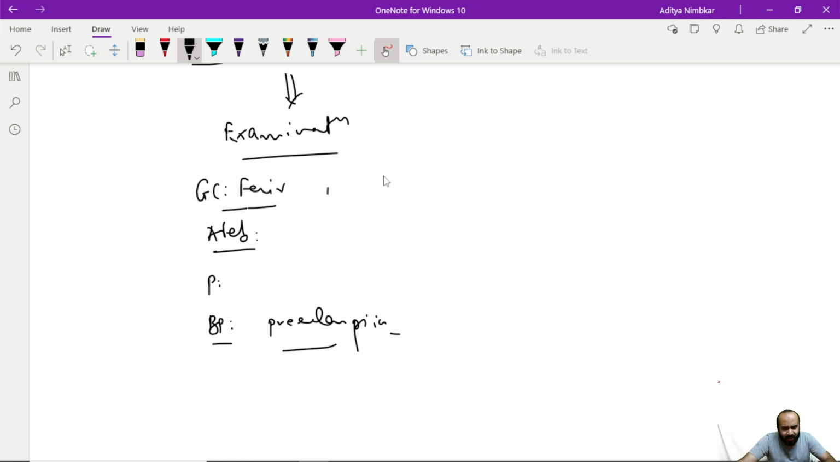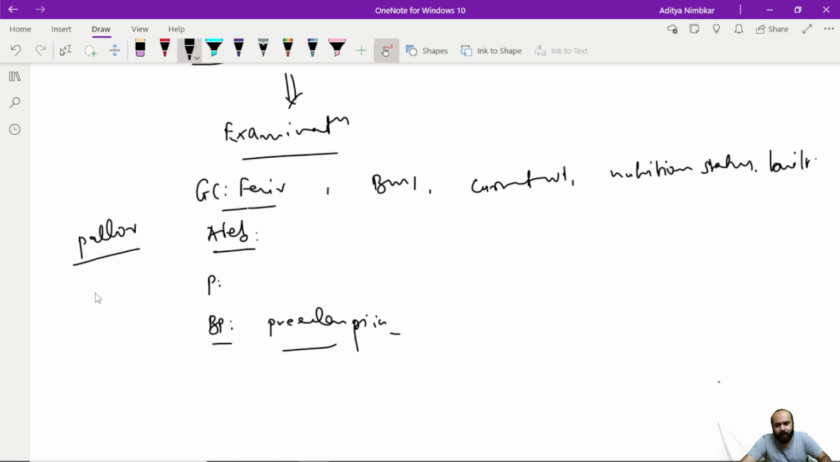Apart from that, in general condition, you are also going to look at her BMI, that is pre-pregnancy BMI, her current weight, and her nutritional status. So if she is well built, moderately nourished, or poorly built, so nutrition status as well is going to be very important. And her build. Fine. Then proceeding with the obstetric abdominal examination. Before that, a few other points as well. I'm going to see if she has anemia, so if she has pallor, and if she has pedal edema. Pedal edema is going to be indicative of possibility of preeclampsia.